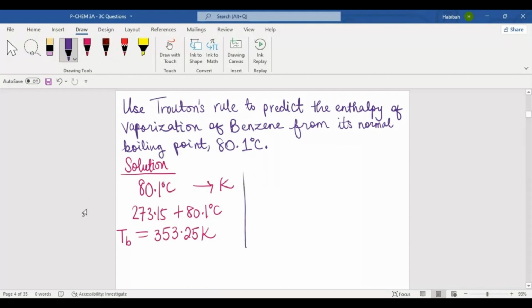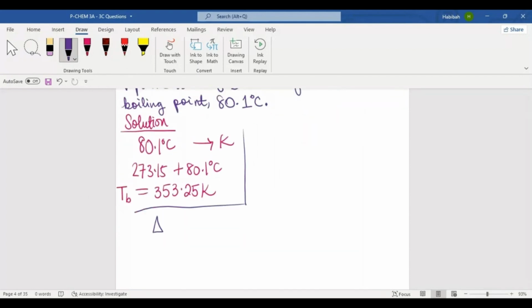Trouton's rule is basically the change in enthalpy of vaporization, or the change in standard enthalpy of vaporization, is equal to the boiling point temperature times the change in standard entropy of vaporization. So that's going to be this right here. So this is basically what it is.